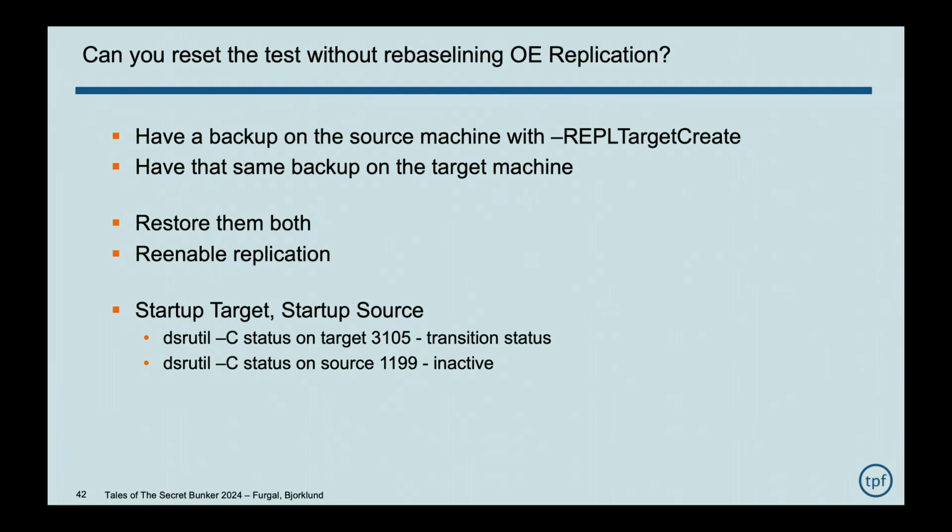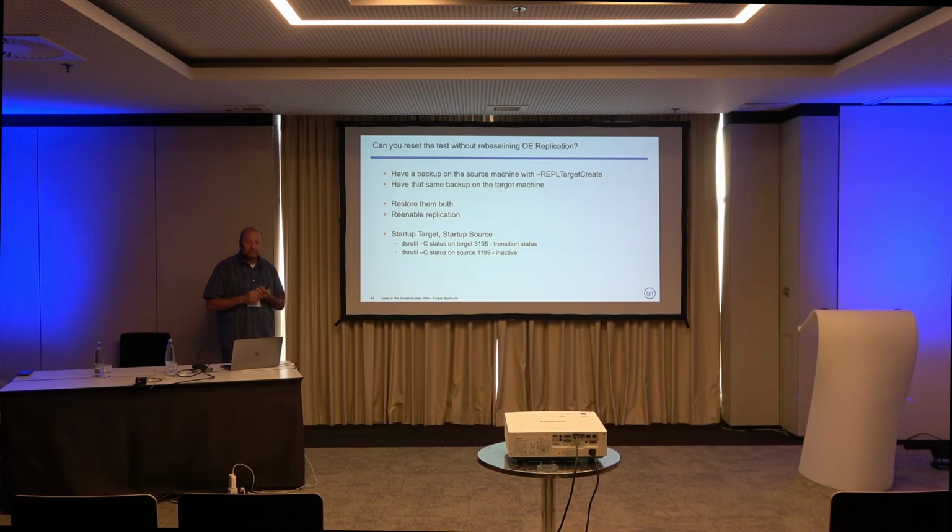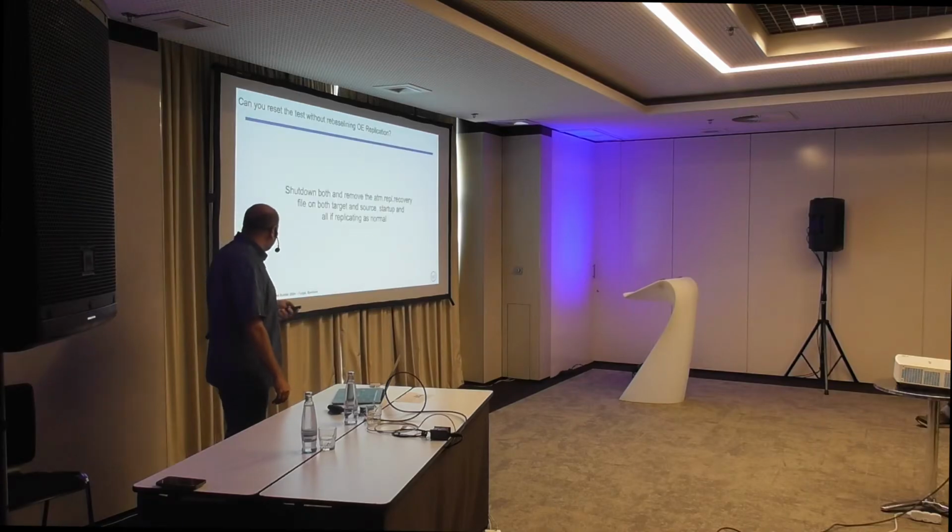No. Started up, and I get on the target 3105. Very descriptive. I have to go look that up. That says transition status. I have no idea what that means either, but it's better than 3105. And on the source, I have 1199. It says it's inactive. So I'm like, oh, you've got to be kidding me. I'm going to have to go delete these, recopy things over, reback it up. Reback it up with repl target create, and then recopy it over, restore them, and go from scratch. Did you have fun?